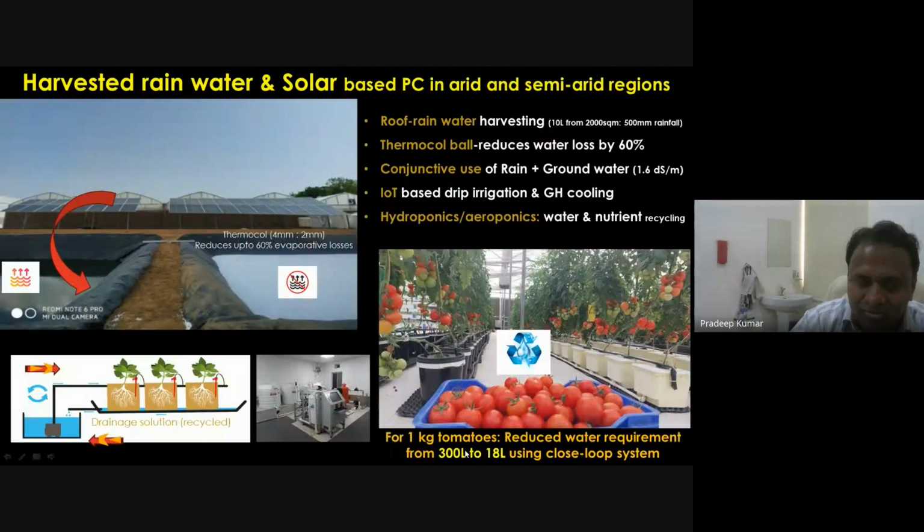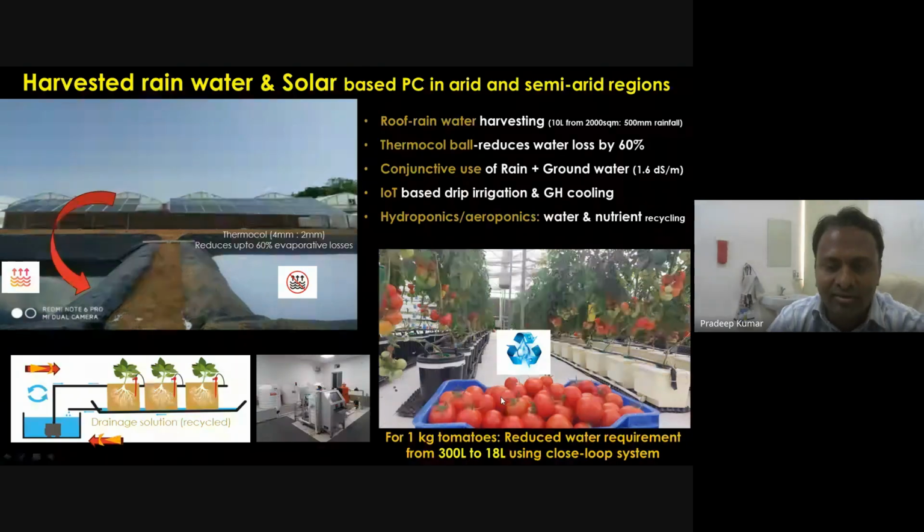It is always reported that around 300 to 400 liters of water is needed to produce 1 kilogram of tomato. When using simple greenhouses, it is around 35 to 40 liters, and when using a recirculating, closed loop system, the water footprint is reduced to 18 liters per kg of tomato. So in this case, roof rainwater harvesting is done, with the thermocol ball to check the evaporative losses, and conjunctive water. If it is soil-based cultivation, then we use rainwater and groundwater.